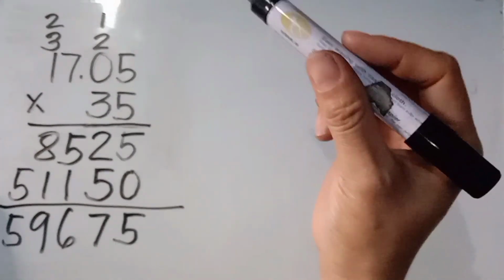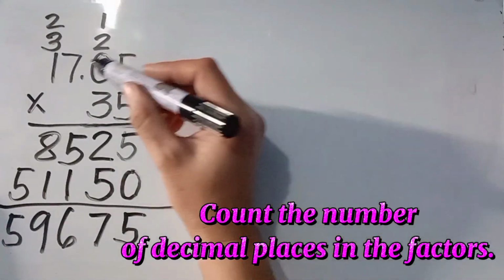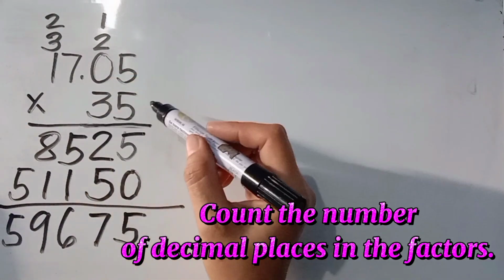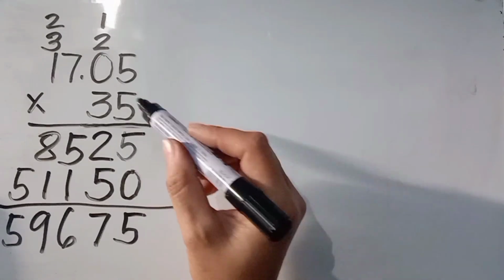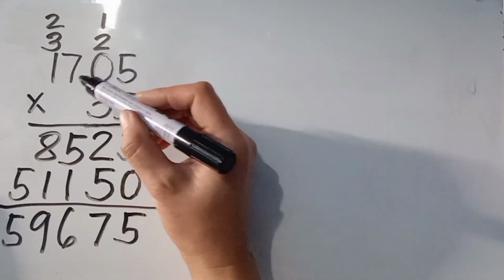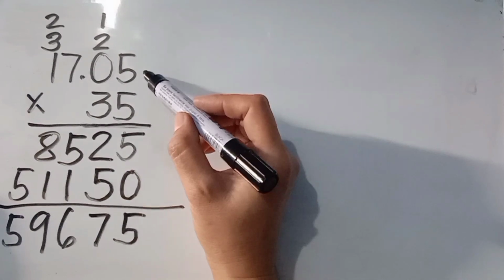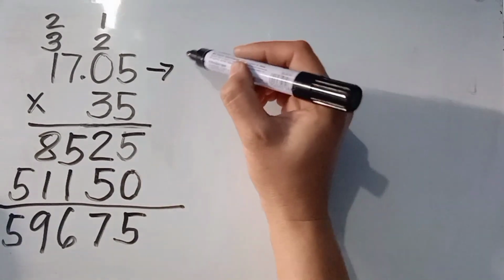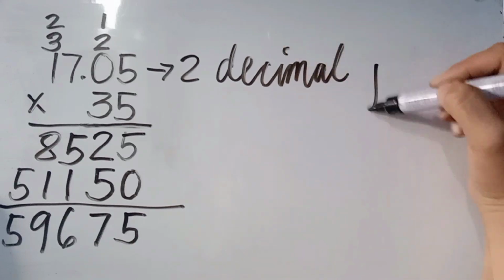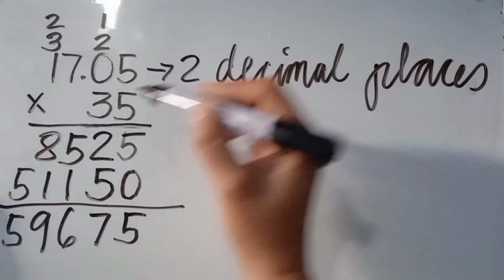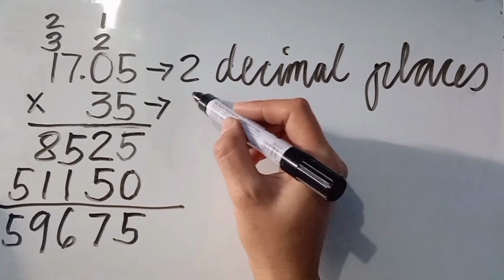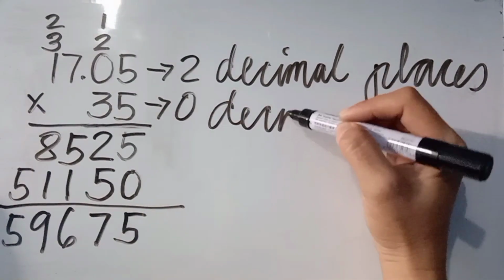We are going to count the number of decimal places in the factors. Again, pag sinabi natin decimal places, those are the numbers at the right of the decimal point. So, ito pong decimal point. How many decimal places? There are 2 decimal places. Next sa baba naman, may decimal point ba tayo nakikita? Wala po. So, wala po siyang decimal place.